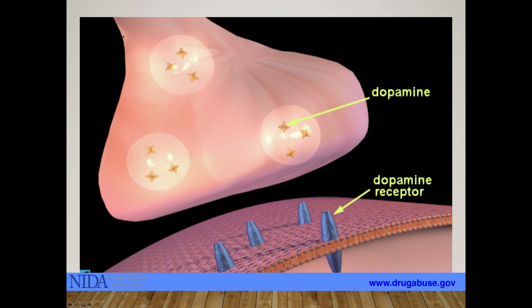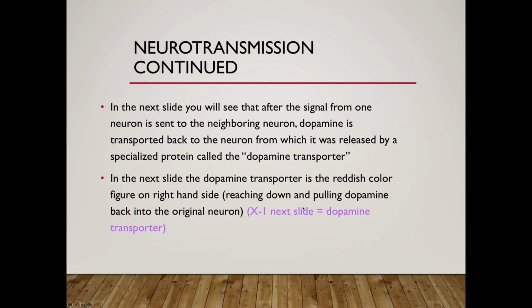I think this is an artist's rendition of a synapse. But here's one neuron, here's the synapse, the space, and here's our receptor. This neuron is going to release this dopamine, which would bind here, right? And that feels good, that feels nice. So what you're going to see in a second is how the dopamine goes back and forth. It's not always out to feel good. That's why we don't always feel good all of the time, right?